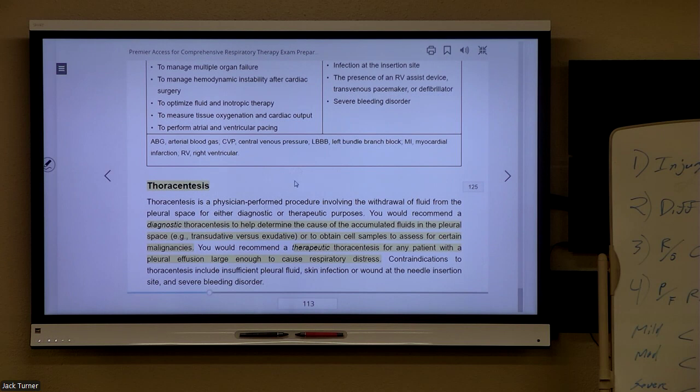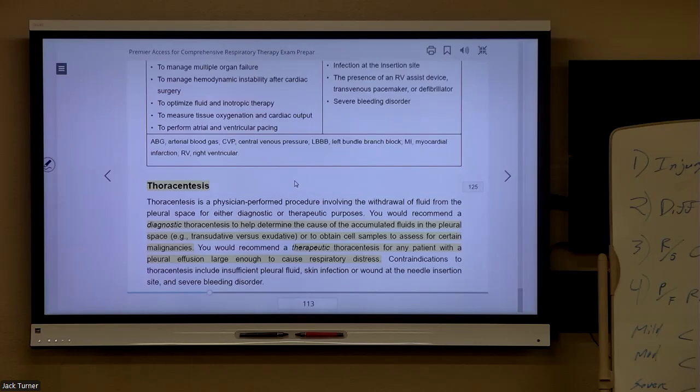Okay, and then the last thing on this chapter is thoracentesis. So when would you order thoracentesis? Essentially, you order thoracentesis to drain fluid, or to diagnostically get fluid to see if there's cancer, bacteria, whatever inside that pleural fluid. So it's either therapeutic, to drain off a pleural effusion, or diagnostic, to see if there's cancer or an infection in the pleural space. Those are the two times.